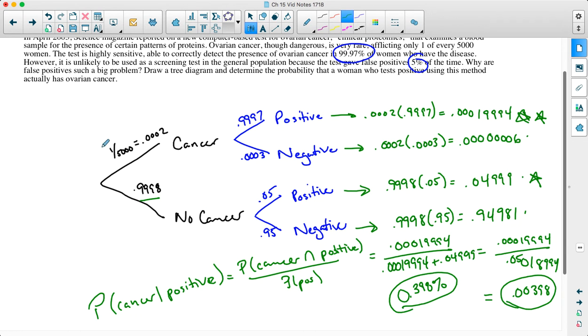So this tree diagram helps us out. We're going to do another video where we do a two-way table and a tree diagram so you can compare and contrast and see which one you like the best.